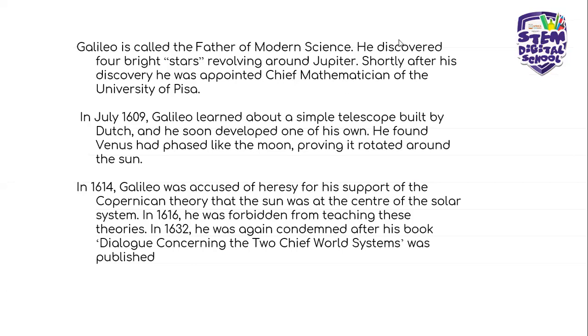Okay, very good, well done. So here we know that because he studied and was the author of those books and so on, he became the father of modern science. Okay, and he also discovered these bright stars revolving around Jupiter. And then he was appointed the chief mathematician of Pisa. Now, through his education, people recognized that he was a good leader, and that's why they improved his skills.